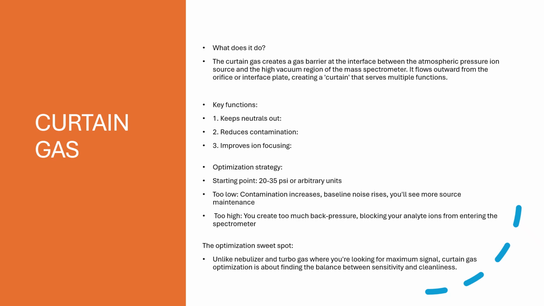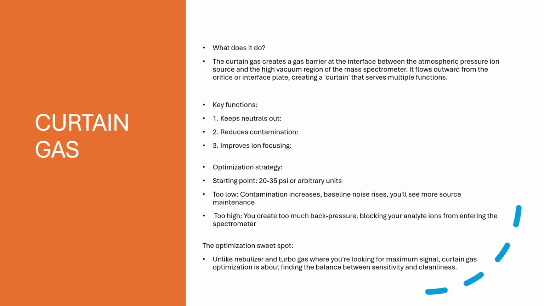So the key functions are, it keeps neutrals out. So it prevents uncharged solvent molecules and other neutral species from entering the vacuum system. Second would be it reduces contamination. It stops non-volatile material from accumulating on the orifice and in the mass spectrometer. And third, it improves ion focusing. Helps focus the ion beam toward the entrance of the mass spectrometer.